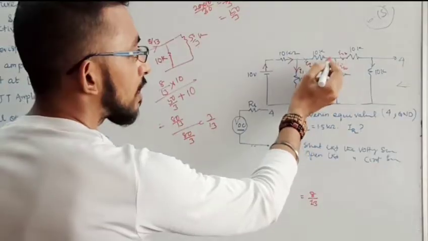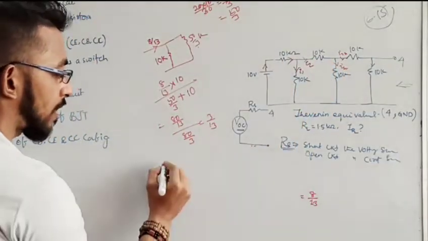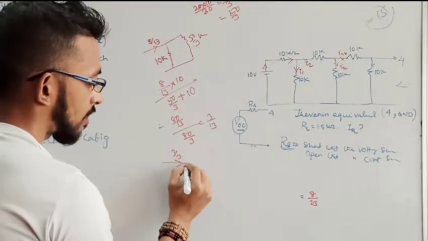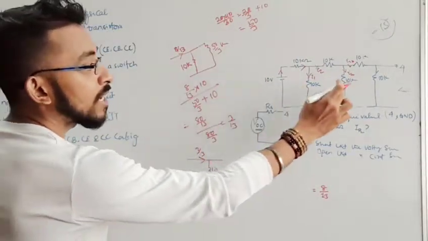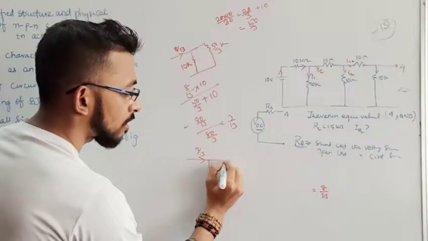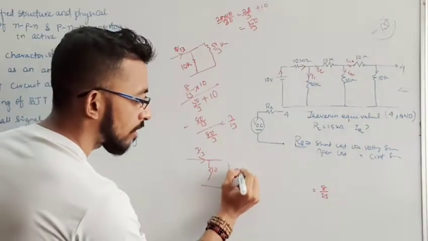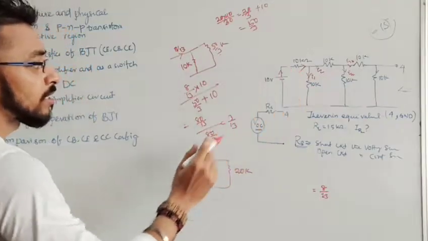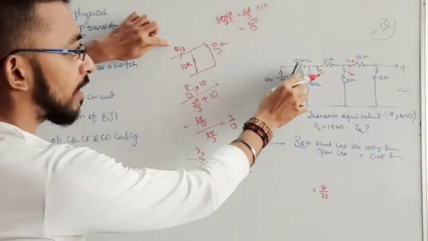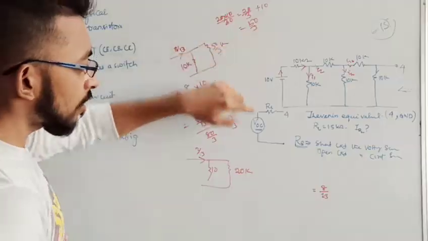So the 3 by 13 is the current for I2. Now this 3 by 13 is here. Again that 3 by 13 will divide into two parts. One is this 10 kilo ohm and the other is the series connection of 2, that is 20 kilo ohm. Till here the current was 8 by 13.